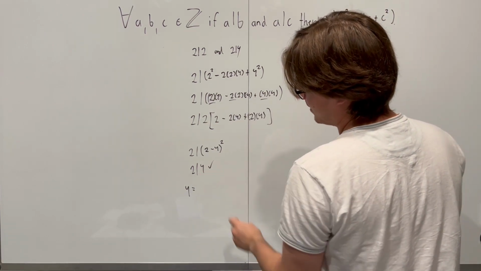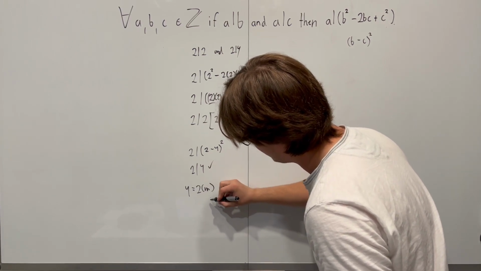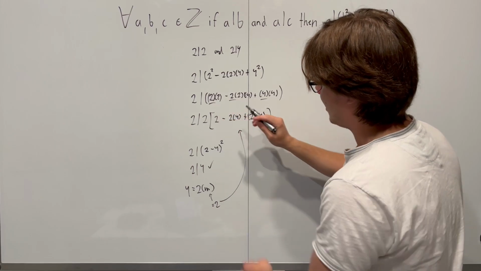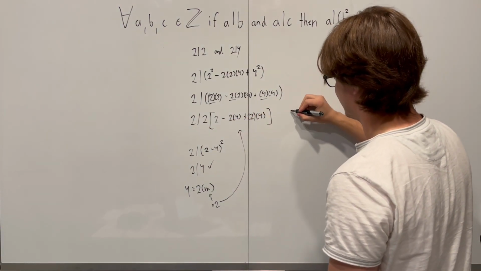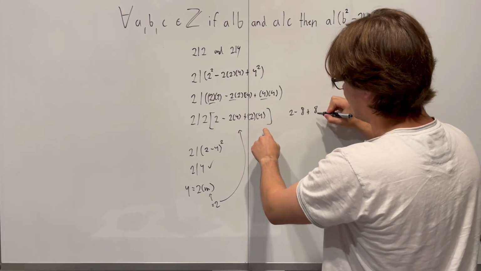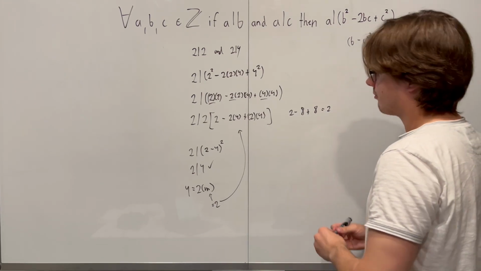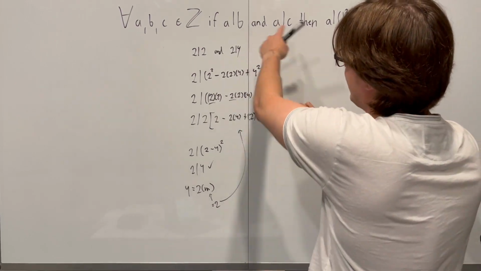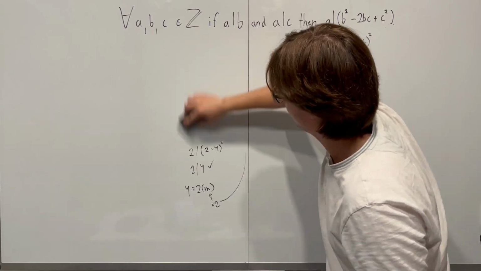Take a step back, I've gone a little too far ahead. This is going to be the same as asking 4 is a multiple of 2, or 4 can be written as 2 times some integer m, where m here has to be 2. So because here we've written 2 times some integer, we have to make sure that this is equal to 2. So this is asking 2 minus 8 plus 8 is in fact going to equal 2. So it's looking like for this example it's true, so it's probably going to be true for a lot of other examples where a divides b and a divides c. So let's go ahead and try and prove this statement.